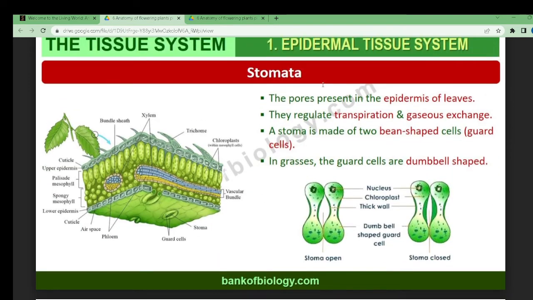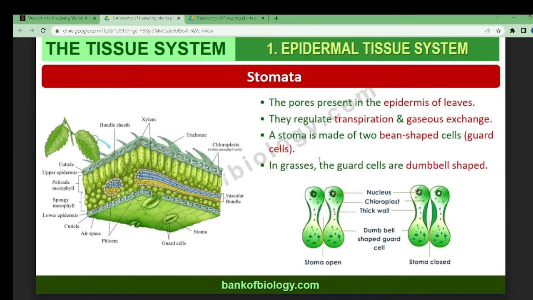Now what are stomata? Stomata perform a very important function, transpiration, which regulates the water, and together with that, gaseous exchange is also there, because plants also perform respiration. They are the pores present in the epidermis of leaves. So these pores you can see inside the epidermis part of the leaves. These pores are nothing but the stomata.